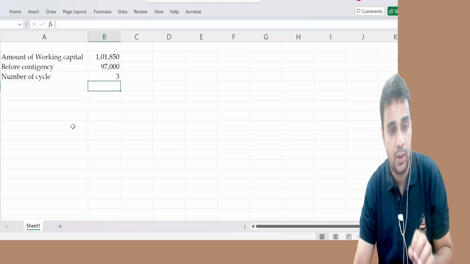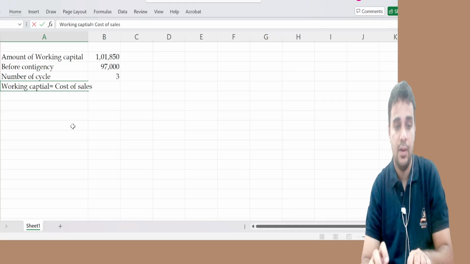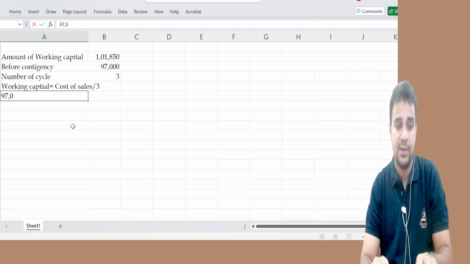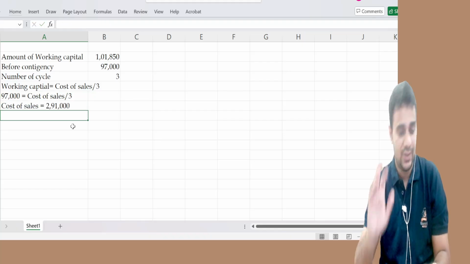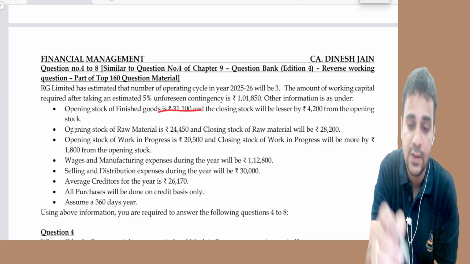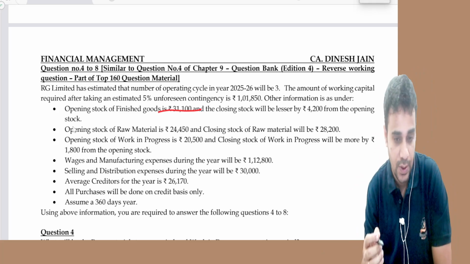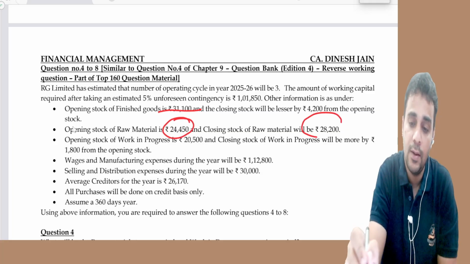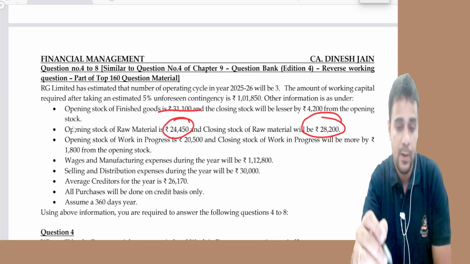The formula is working capital is equal to cost of sales by number of cycles. 97,000 is equal to cost of sales by 3. Cost of sales is 2,91,000. That's all. This was the important part. From this 2,91,000, opening stock is 31,100. Closing stock is 31,100 minus 4,200. We write this on the cost sheet. Raw material opening stock given, closing stock is given. WIP 20,500 minus 1,800. Wages is given.